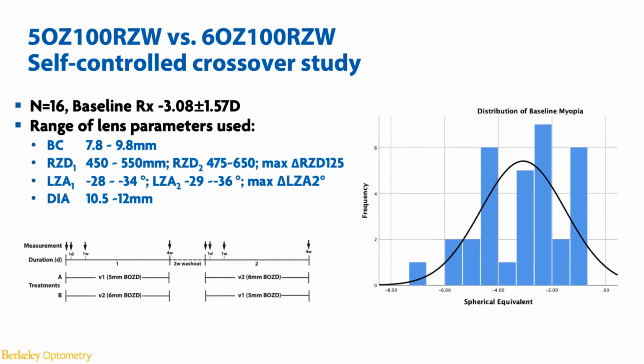So in this study, each subject wears both pairs of lenses, and we randomize the sequence of the lenses. So at any point, one eye is wearing a 5 millimeter design and the other eye is wearing the 6 millimeter design. And with a 2-week washout period, we reverse the design to allow the same eye a direct comparison between the 2 designs.